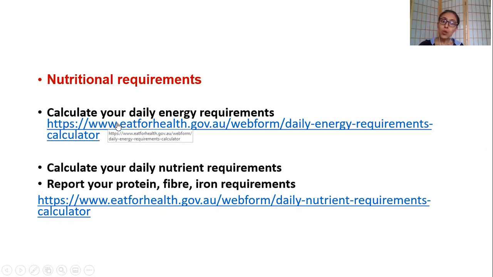So, what is your caloric requirement? How much you should be consuming? And the second one reports your macronutrient requirements. Okay, so your micronutrients, meaning how much fiber you should be having in a day, iron and vitamin A and things like that. So this will give you an insight for your age and for your gender.